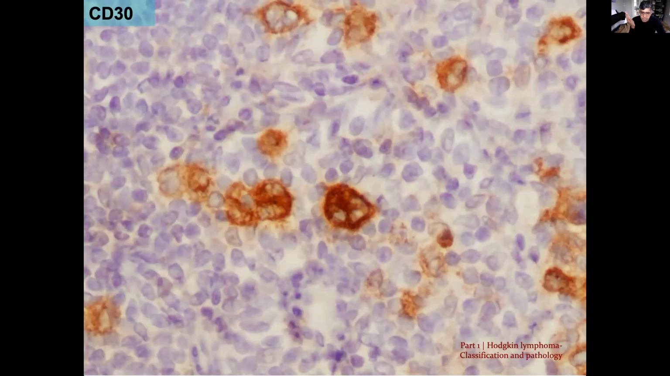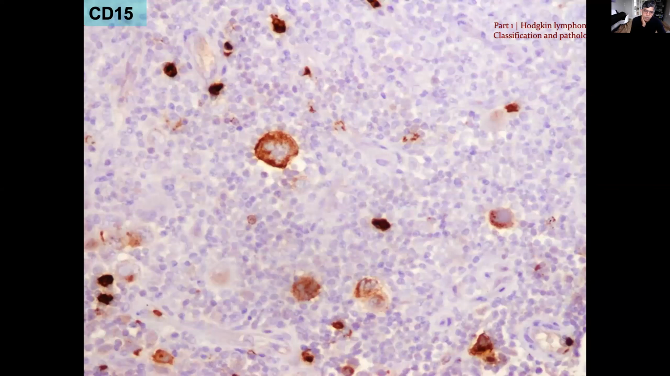And of course, we like to confirm the diagnosis with a CD30, which is an activation marker. The Hodgkin cells are strongly positive for CD30 right there. And one more marker we like to use is CD15. And Hodgkin cells here are expressing strong CD15.